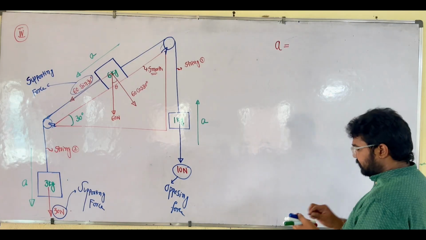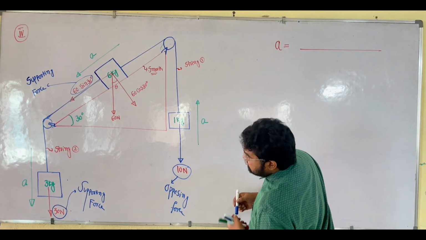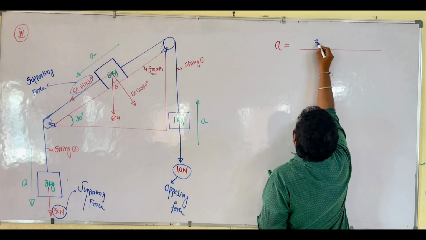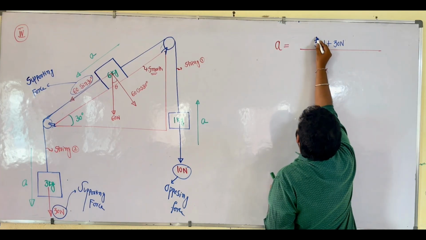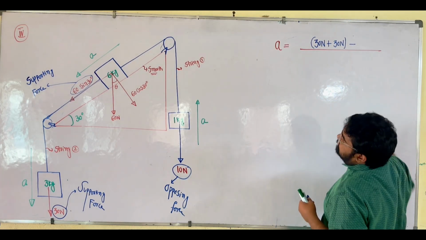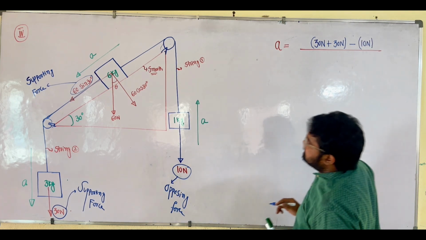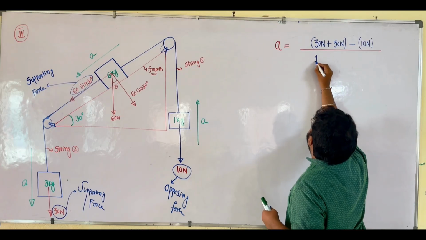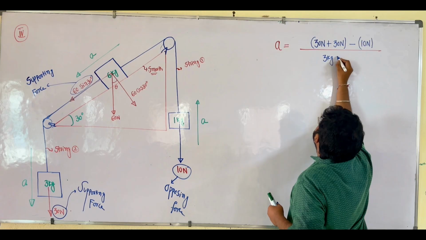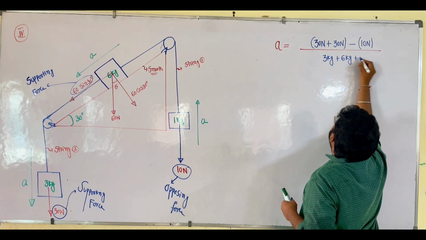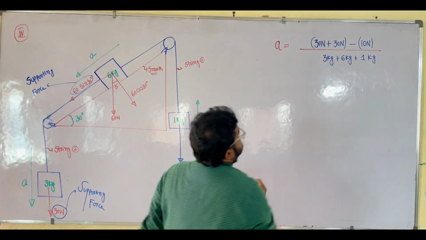Total mass is how much? 1, 6 and 4. Then what are the supporting forces? చెప్పండి. 30 Newton plus 30 Newton. This is the supporting force minus opposing force, how much? 10 Newton. What is the total mass? 3 kg plus 6 kg plus 1 kg, total 10 kg. 60 minus 10 is how much? 50 Newton.